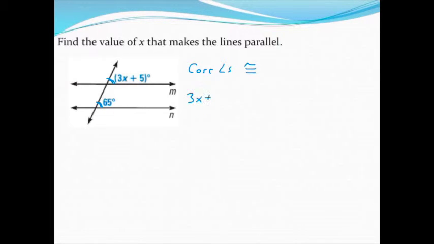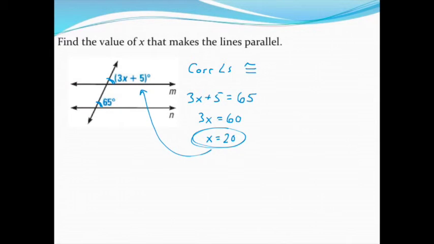Because I want the 2 angles to be congruent, I'm going to say 3x plus 5 is equal to 65, and then do some algebra to find out my value of x. So I'll subtract 5 from both sides and get 3x equals 60, and then divide by 3. So I come up with an answer of x is 20. Now, a great way to check this would be to go back and plug in that value of x up here. So I've got 3 times 20, which is 60, and 60 plus 5 gets me 65 degrees, which checks out. I do have angles that are congruent now, which would make those lines parallel to each other.